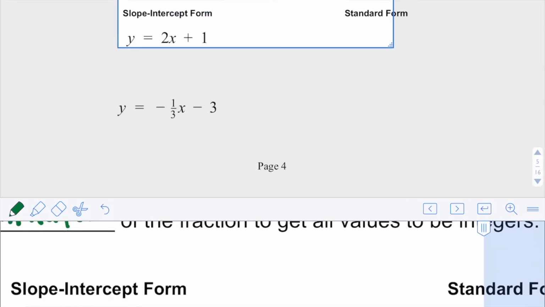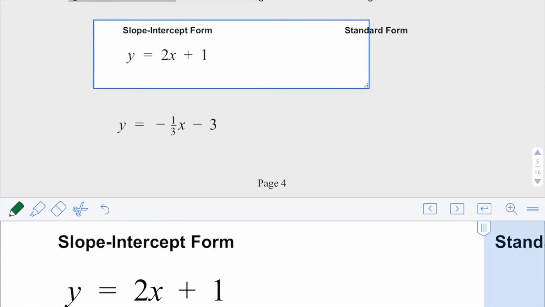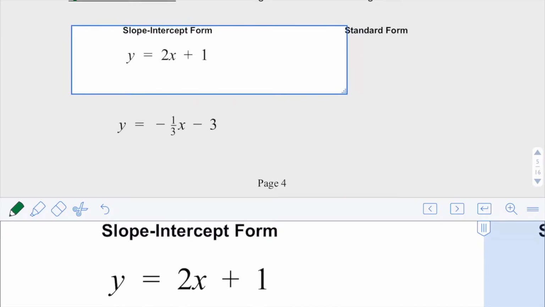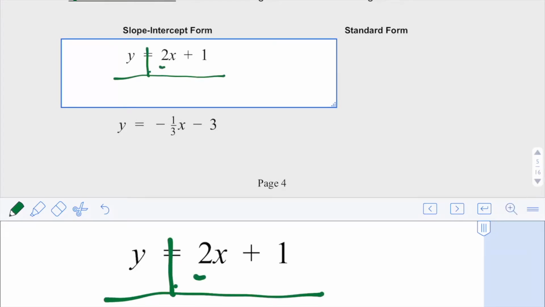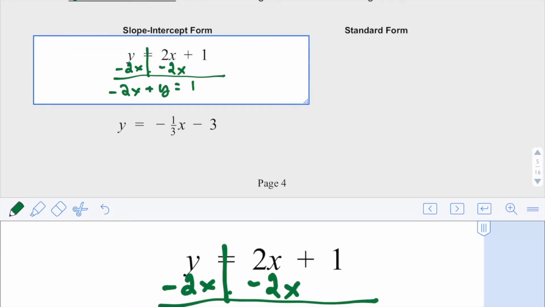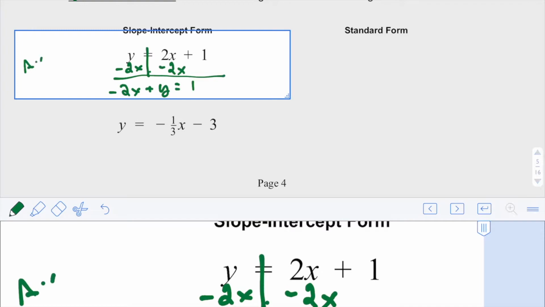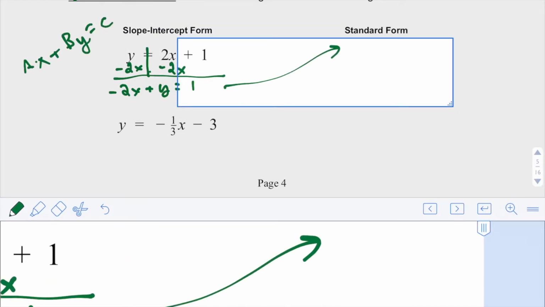So we have two examples here. In this first example, we have y equals 2x plus 1. The first thing is we want to move the x term. So draw my balancing point. To get this x term to move, I want to subtract 2x from this side, subtract 2x from this side. So I get negative 2x plus y equals 1. I'm done because this is definitely now in the form of ax plus by equals c.